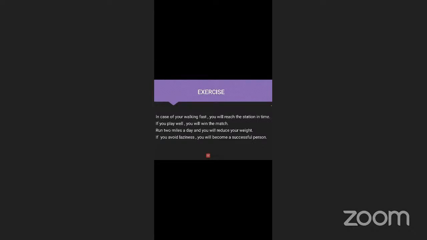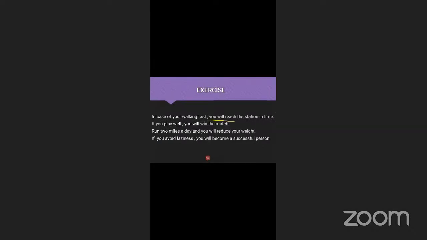Then what will be the phrase part? In case of your walking fast. So what kind of sentence is it? This is a simple sentence because of the phrase used here: in case of your walking fast. When we change this sentence into a complex sentence, what should be used? If should be used. If you walk fast.